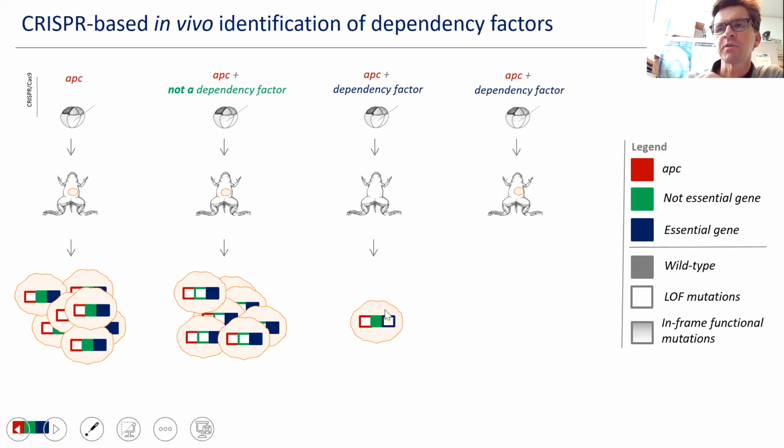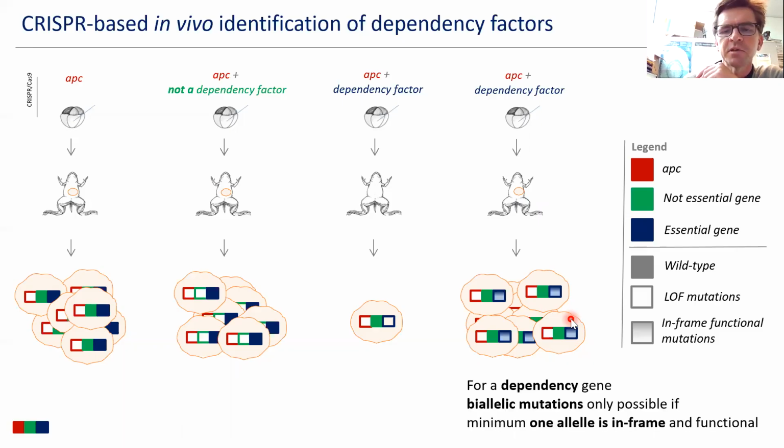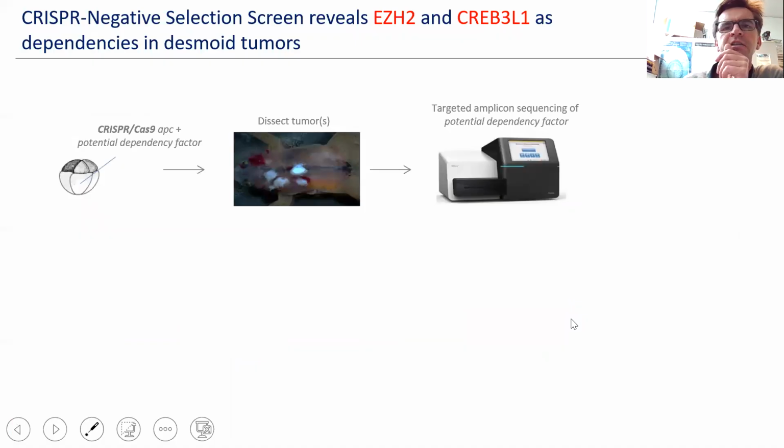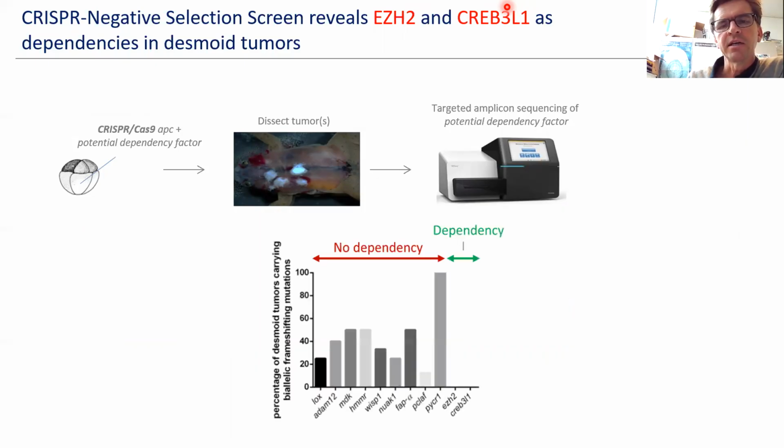In fact, if we do see tumors, we will see that at least one allele in these tumor cells has an in-frame mutation, so maintaining expression of a functional protein. By doing so, we can identify dependency genes. This way we identified two genes, EZH2 and CREB3L1, which were never biallelically frame-shifted in the tumors, in contrast to other genes that we also screened.